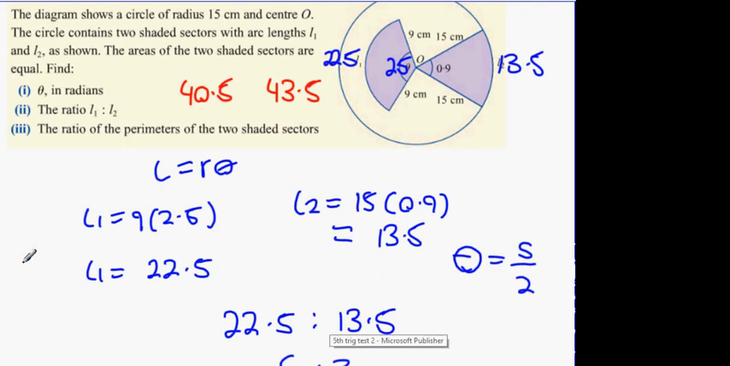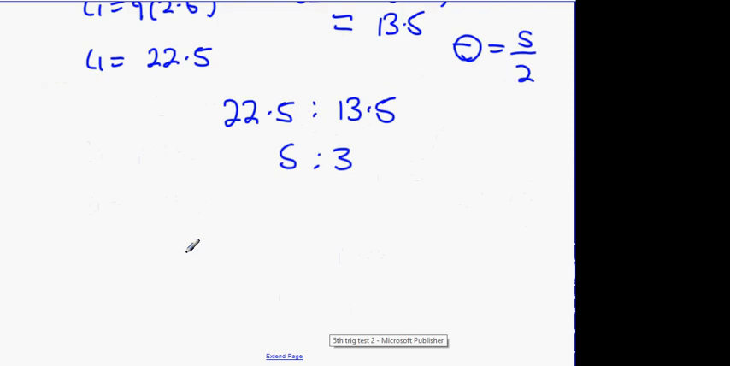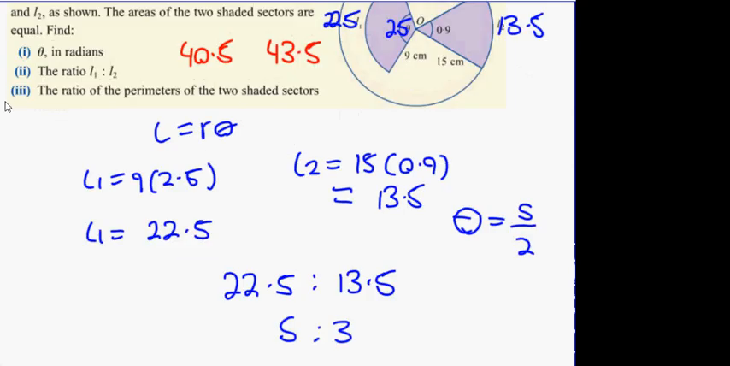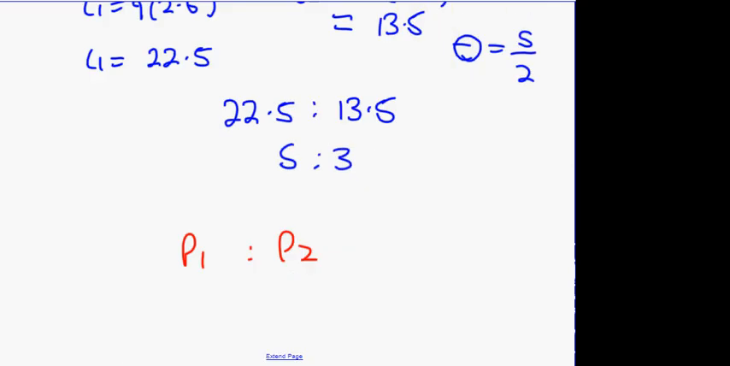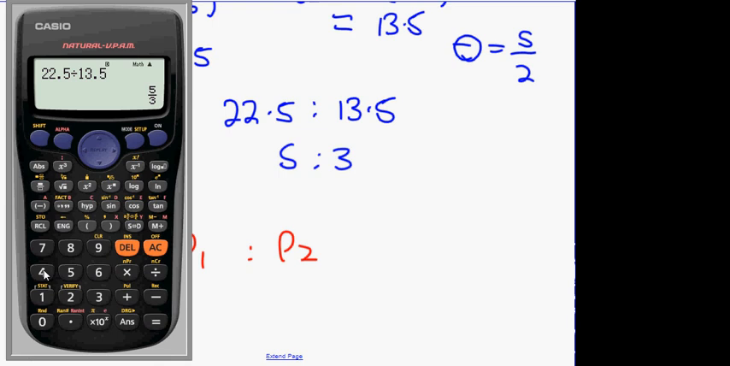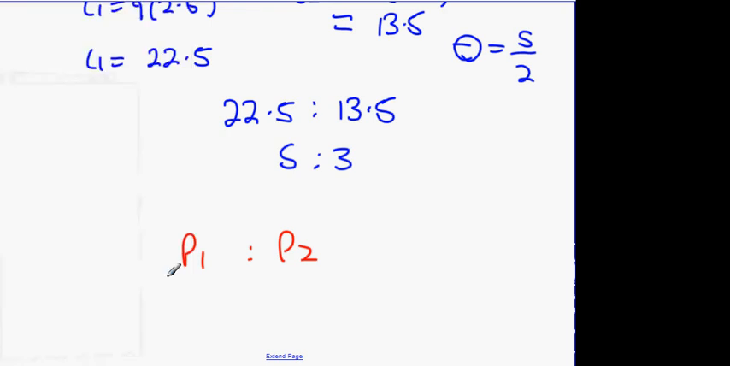We'll call it P1 is to P2. Perimeter of the first sector is to the perimeter of the second sector. If you get 40.5 and divide it by 43.5, one divided by the other, you're going to get 27/29. 27 is to 29. Okay, full marks for that.